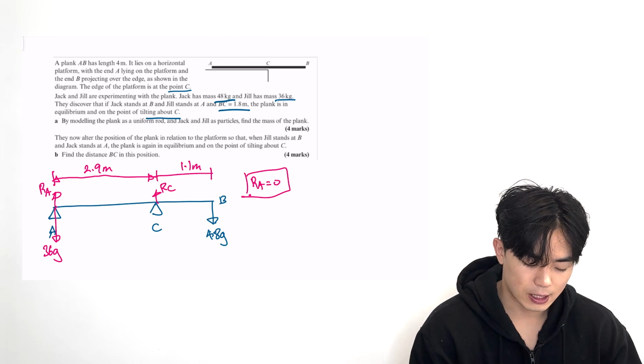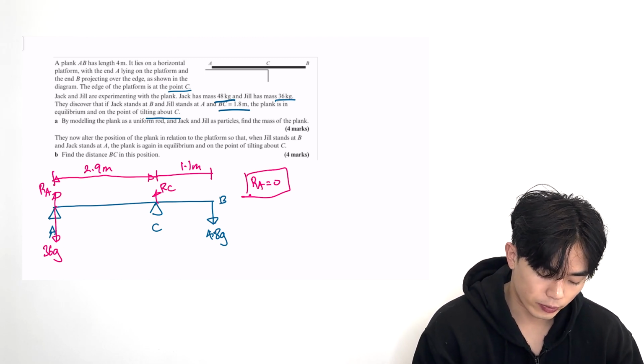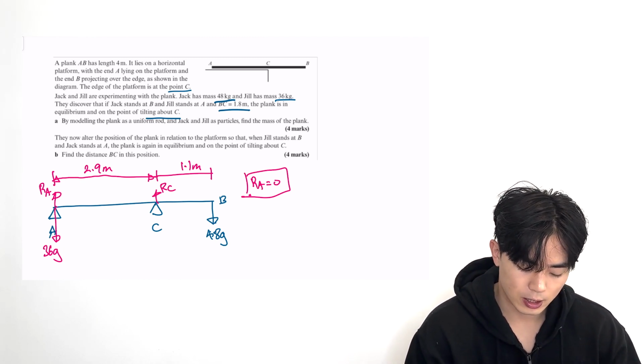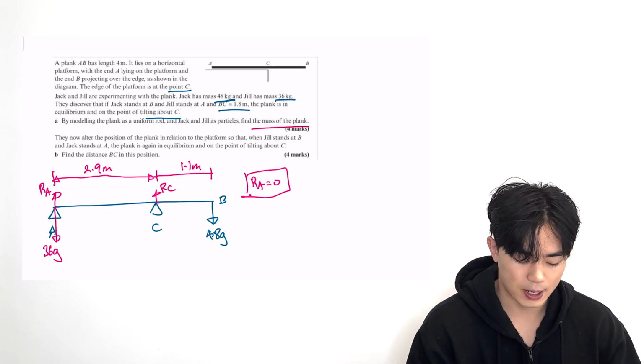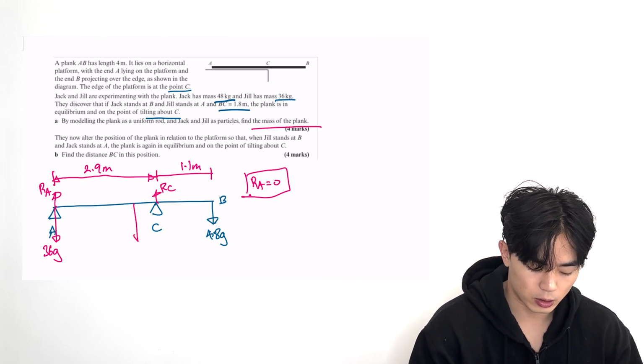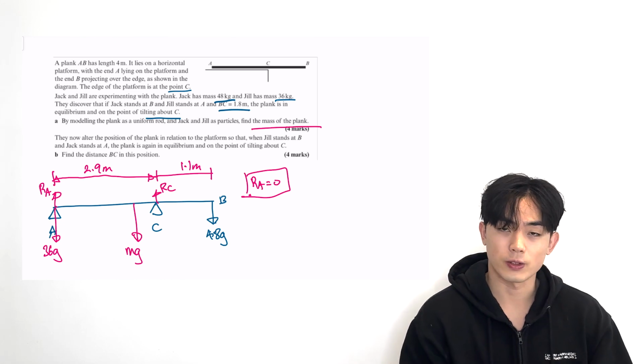Right, by modeling the plank as a uniform rod, and Jack and Jill as particles, find the mass of the plank. So uniform means that the weight acts in the middle, and it's going to be mg, like so.